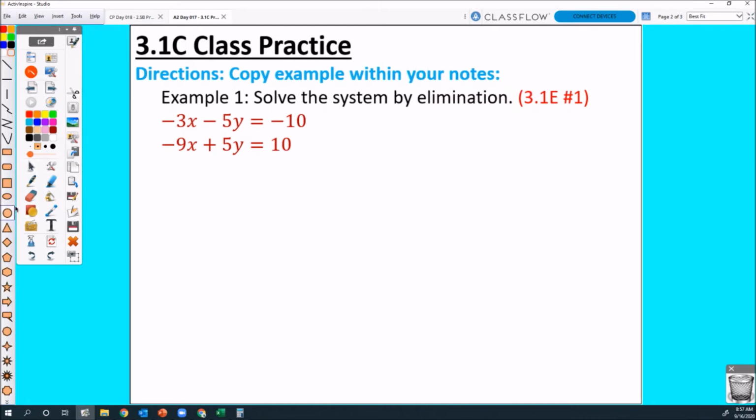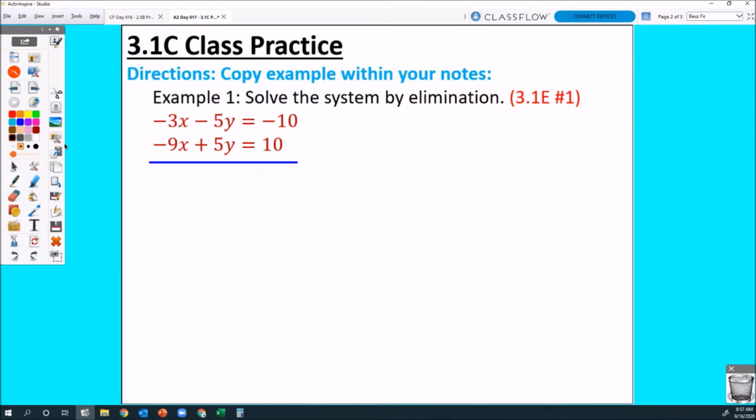So when we're working on this problem, we're going to examine the x's and the y's. Now for elimination, before I do any kind of work, there are three criteria you have to follow. The first one is to make sure that when you're comparing the two equations, it is the same variable.